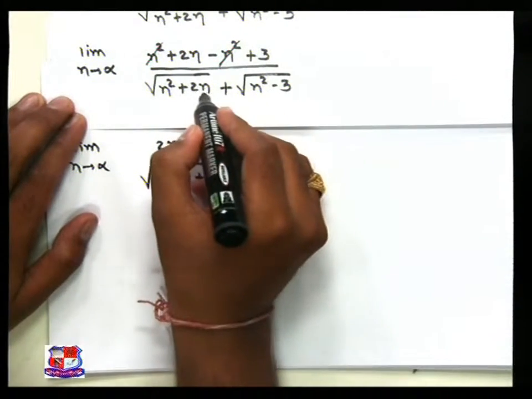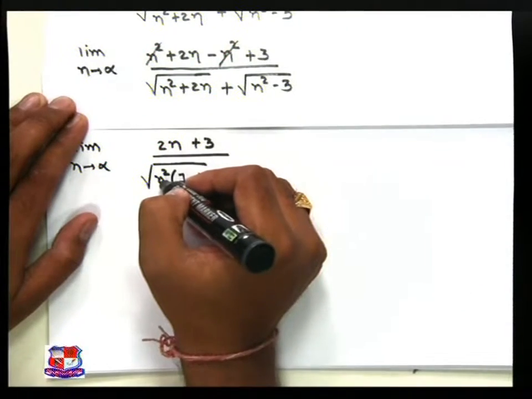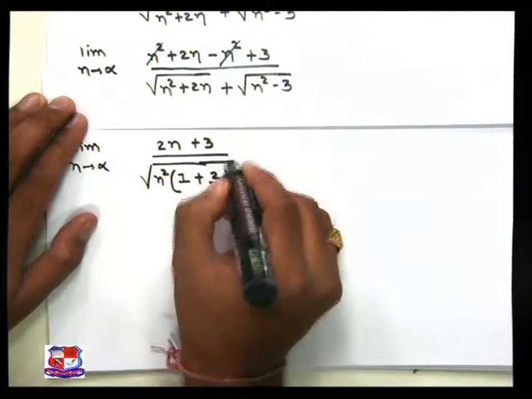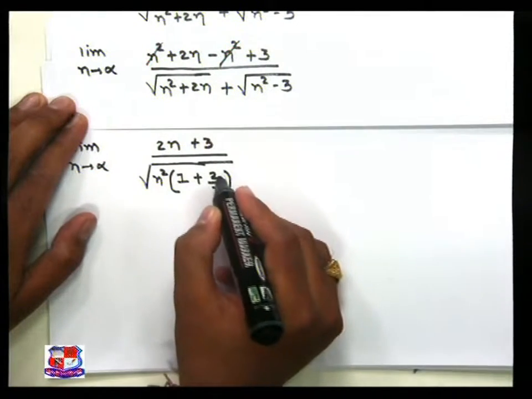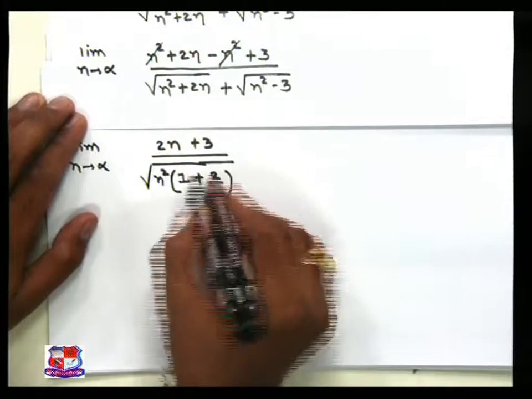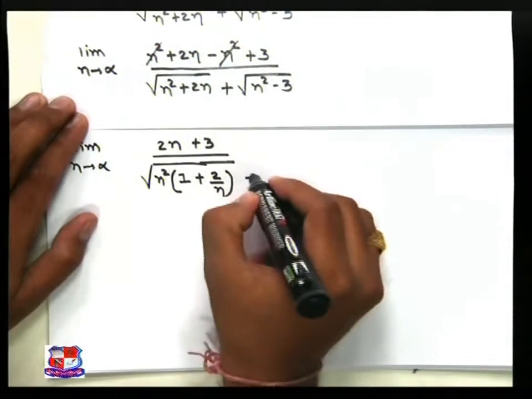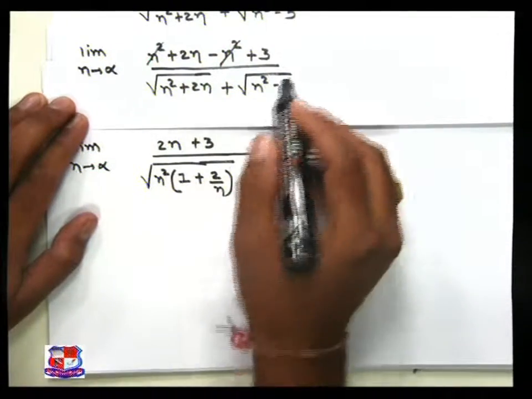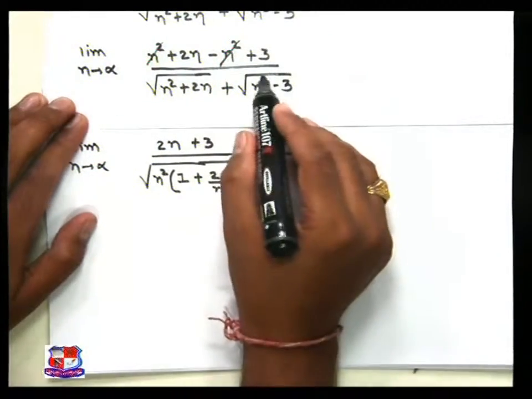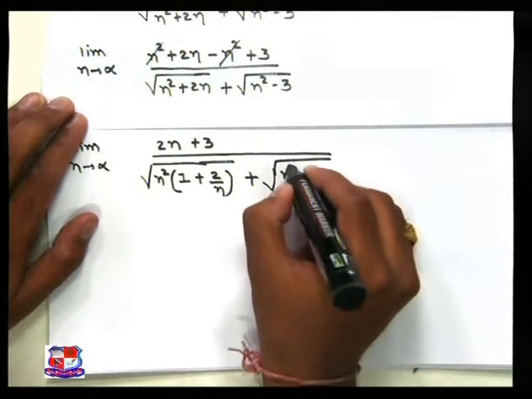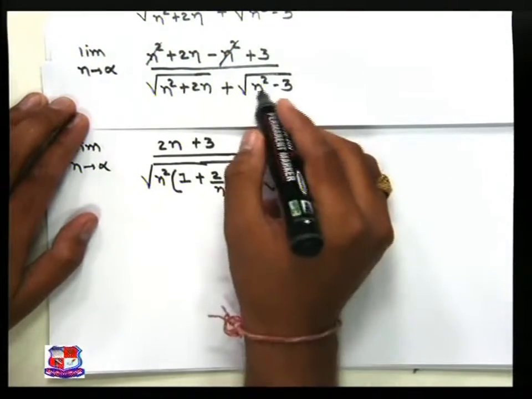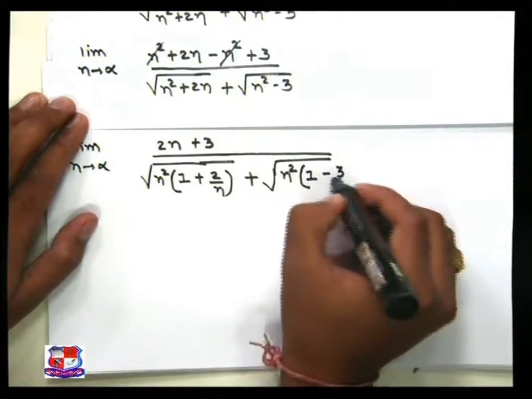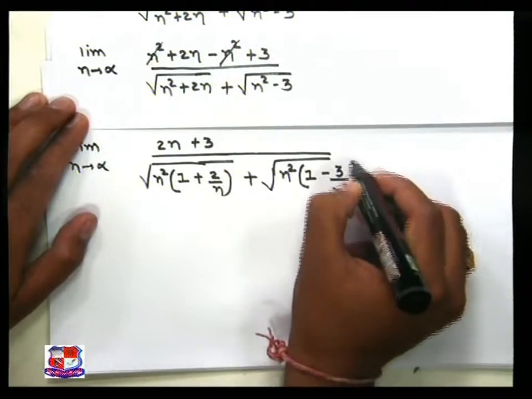plus here 2n, but we require the common n square. So we require to divide by n here. So when this n square is multiplied with 2 divided by n, the result is 2n. So the result is the same. Here again the maximum power of n is square. So we require to take n square common here, and there is no other value. So it becomes 1 minus 3 by n square.